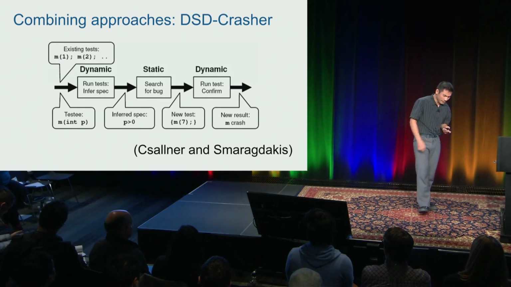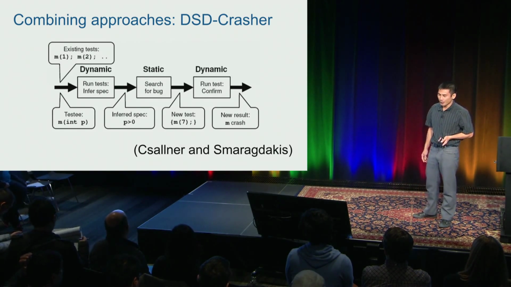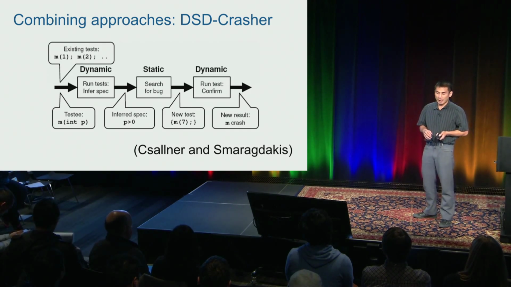Right? There have been some works that try to combine these analyses. So this is one particular thing. It tries to find crashes in programs by combining dynamic and static analysis. So you run tests, you infer some sort of specification for the program. Then you do a static analysis. It searches for a bug, and it's like, I think that if you run the program with this input, it's going to crash. And then it runs the program again, and it crashes. So there are things that combine static and dynamic analysis approaches as well.